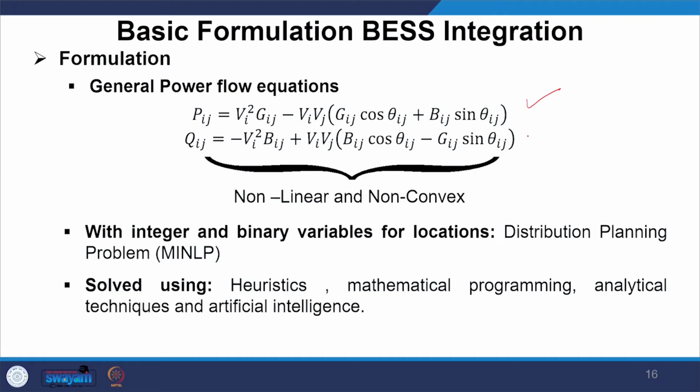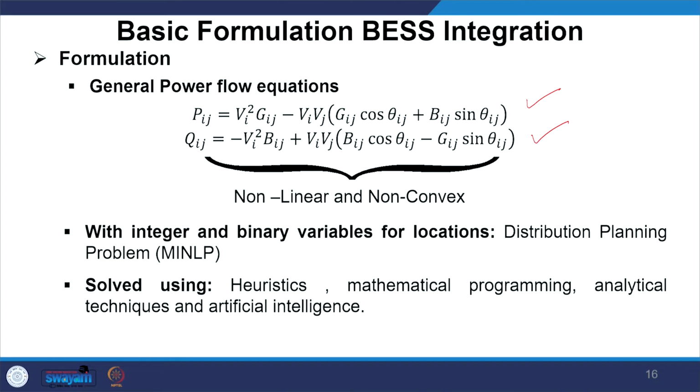One has to concentrate on what technical parameters I have to focus on, what economic parameters need to be focused on, and what environmental parameters should be kept in mind before planning different battery technologies to be integrated in my distribution systems. Now, when we mathematically formulate it, the generalized power flow equation is mandatory with and without battery. So, these are my power flow equations, the real power and reactive power. They are all non-linear and non-convex.